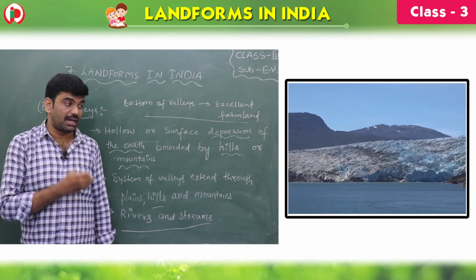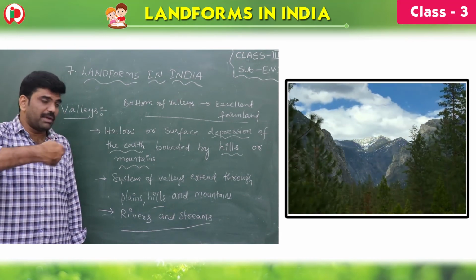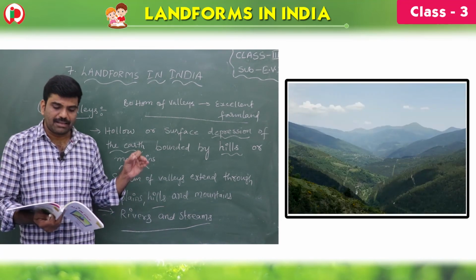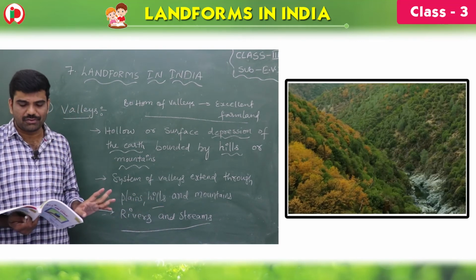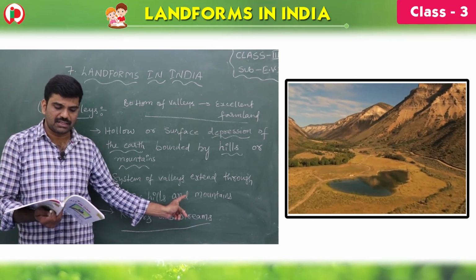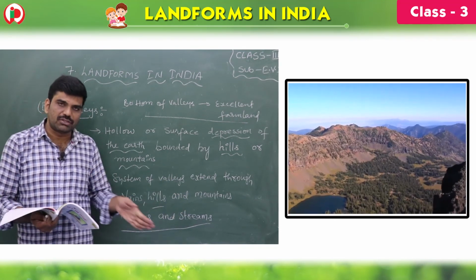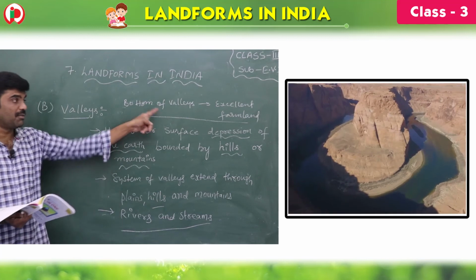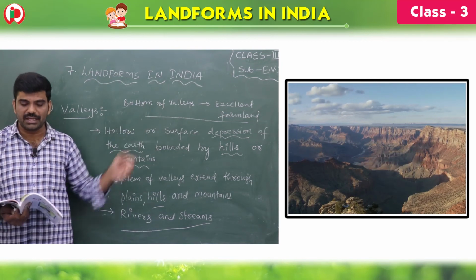Once again I repeat, valleys are hollow or surface depressions of the earth bounded by hills or mountains, that slope down to the stream, lake or the ocean and are formed due to ice or water erosion. The system of valleys extends through hills, plains and mountains, children. Rivers and streams flowing through the valleys finally go into the interior of land regions to the oceans. The bottom of the valleys is suitable for agriculture, children. You can grow the crops there.